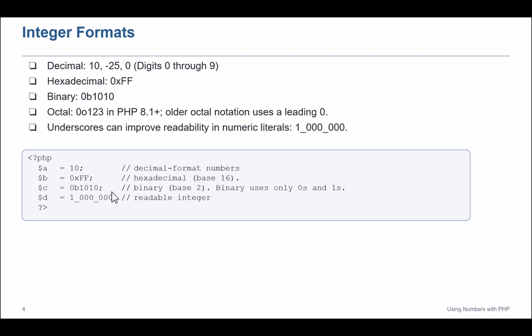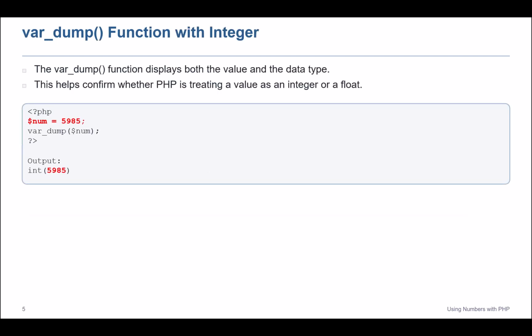The variable $c is a binary number written in PHP's binary notation. The 0b prefix tells PHP that the number is written in binary notation, so the b stands for binary. Binary uses only zeros and ones. This value equals 10 in regular decimal notation. These values are all stored as integers when they fall within the supported integer range of your PHP installation.